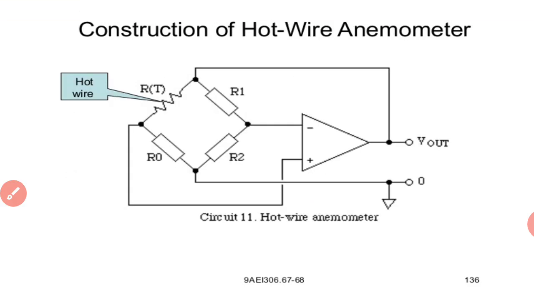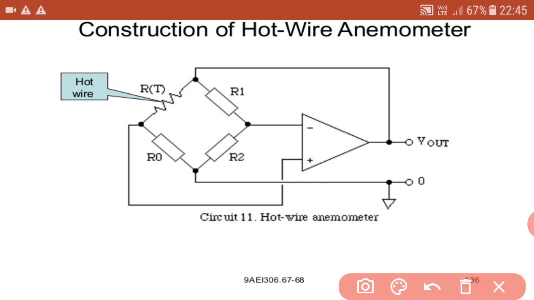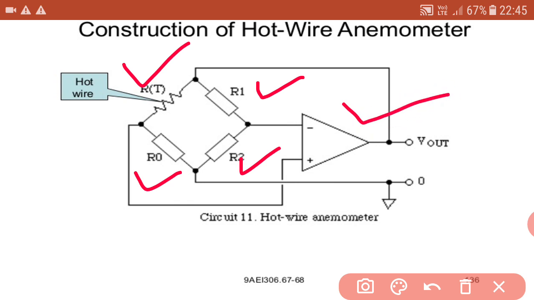This is the construction of hot wire anemometer. Okay, here we can see the hot wire. Then R1, R2 and R0 are constant resistances, and the output is given to the op amp. So the op amp will amplify the output. So this is the typical construction of hot wire anemometer.